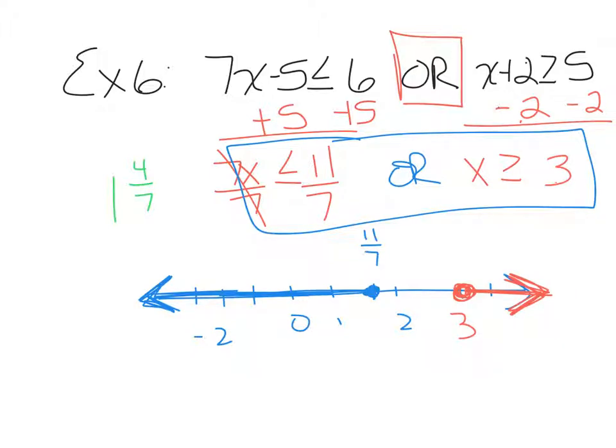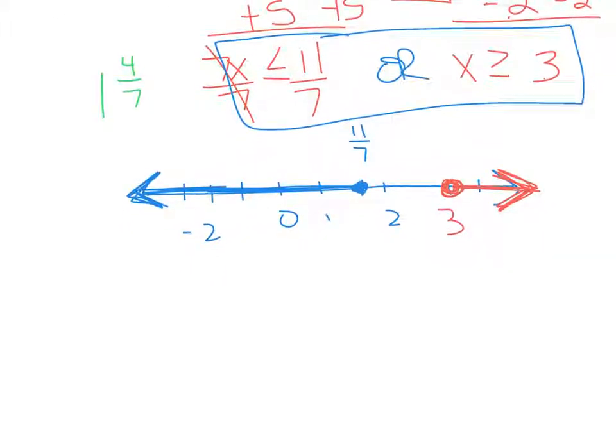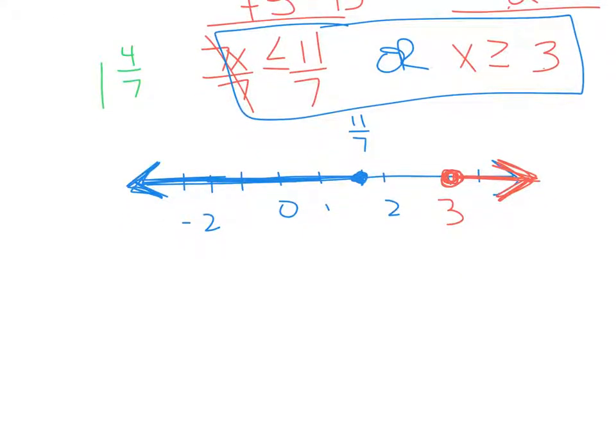If this was an AND, we would be looking for overlap. There wouldn't be any overlap. This is not AND. This is OR. That means all of this is the solution. All of this is the solution. OR means a union. Everything that meets this qualification is part of the solution, as well as everything that meets this qualification is also part of the solution. Now this can be a little tricky to write in set builder or interval notation.